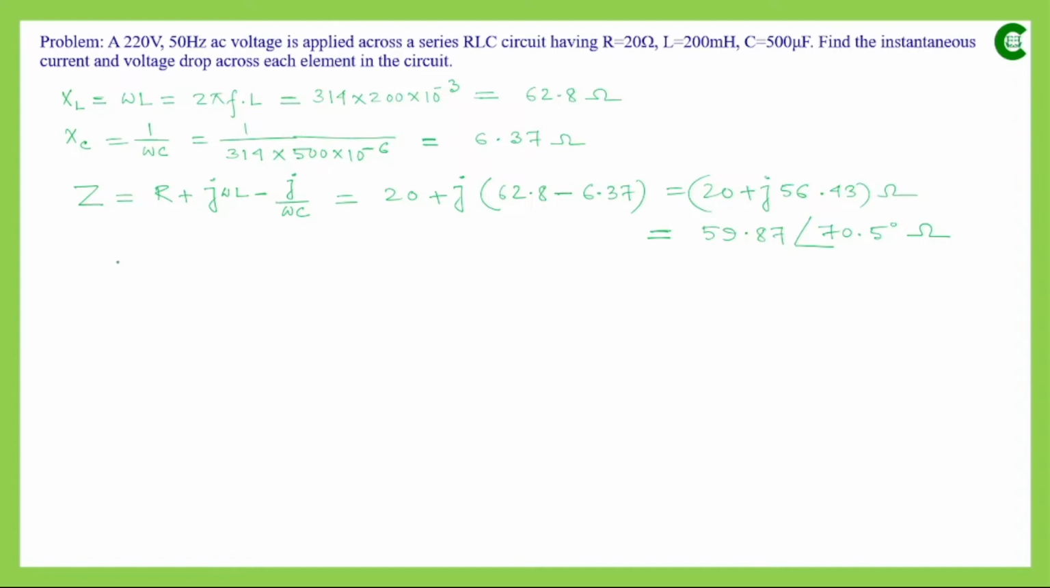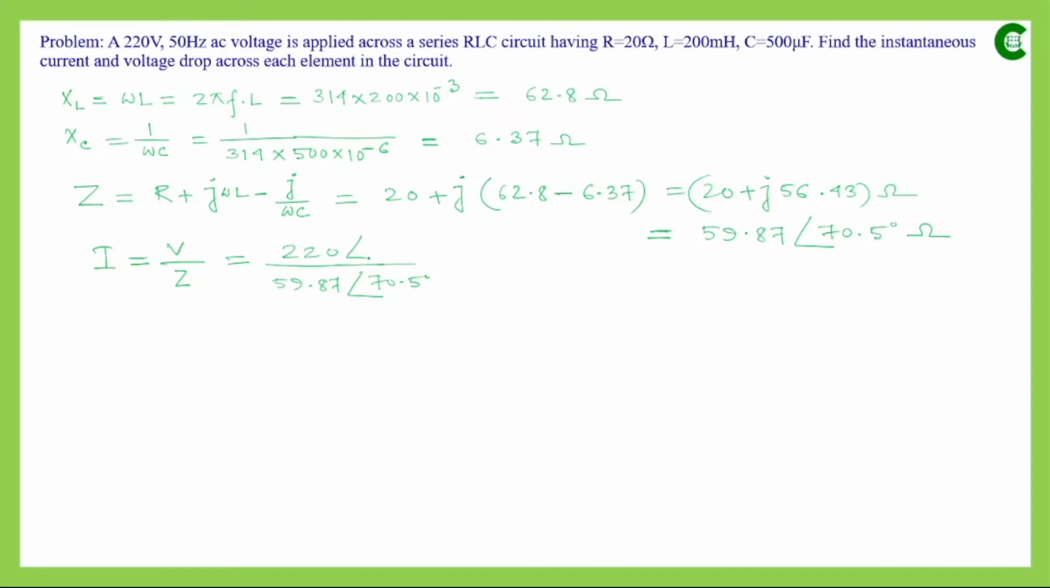Now from the value of impedance, and since the voltage value is already given, we can find the value of current. This will be V divided by Z, and since this V value has been given in the problem statement as the RMS value, the current value that we will be getting here will also be the RMS current, IRMS. So it will be 220 divided by the Z value, which is 59.87, angle 70.5 degrees.